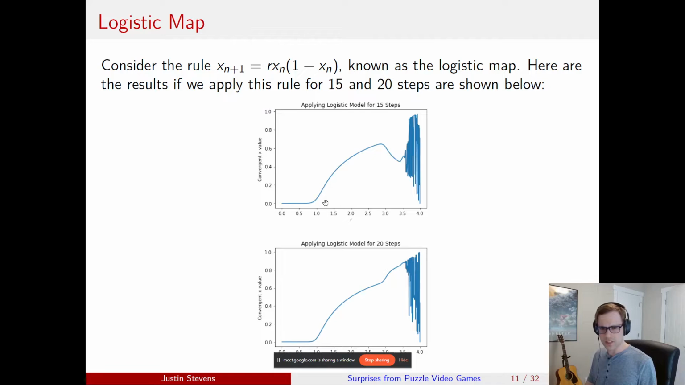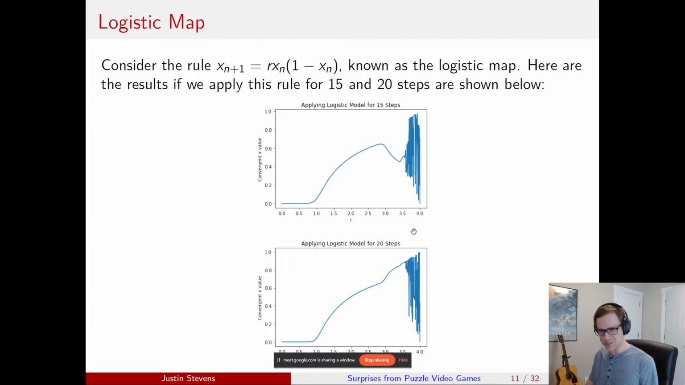When I apply it for 15 time steps, it starts off pretty predictable. There's nothing really too shocking going on. All of a sudden, something really weird happens around this 3.5 point. And the same thing happens when we apply it for 20 time steps as well. The other interesting thing is that at some point the graph seems to split, because when I apply it for 15 time steps, it goes downwards here, whereas if I apply it for 20 time steps, it goes upwards.